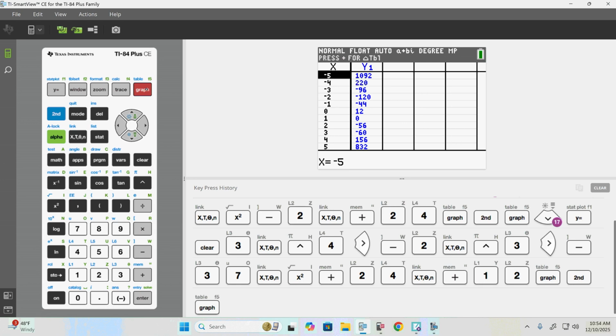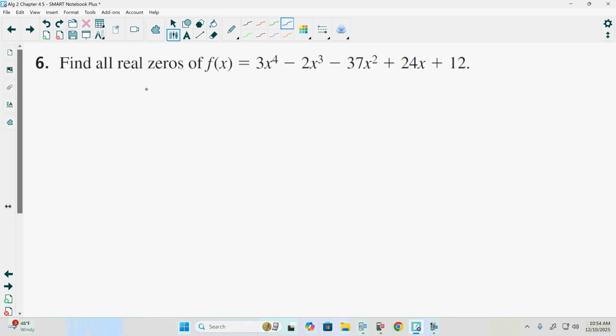Now, when x is 0, the y value is 12. That doesn't tell us anything. That just tells us what the y-intercept is. Because again, when we're looking for solutions, we're looking for what values of x will make the function be 0. So for solutions, all we know for certain is that x is positive 1. But again, we need 2.